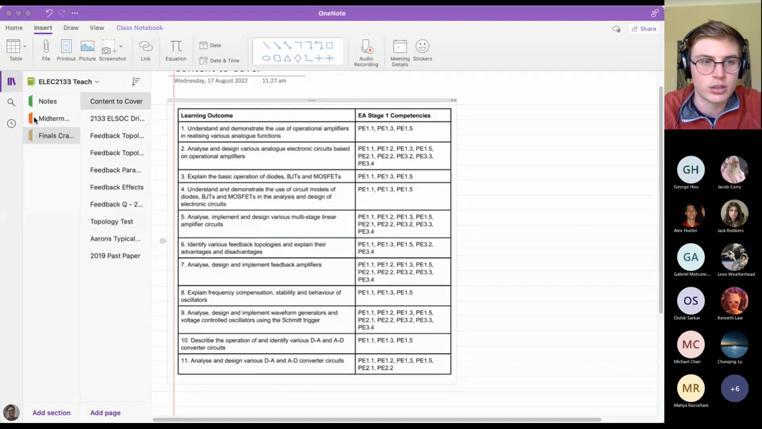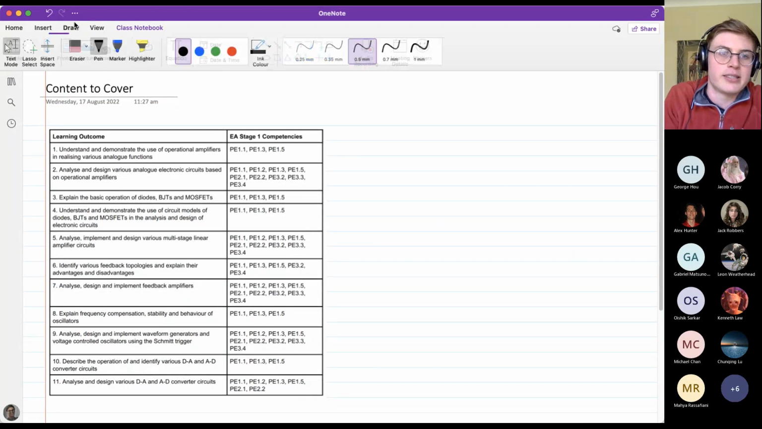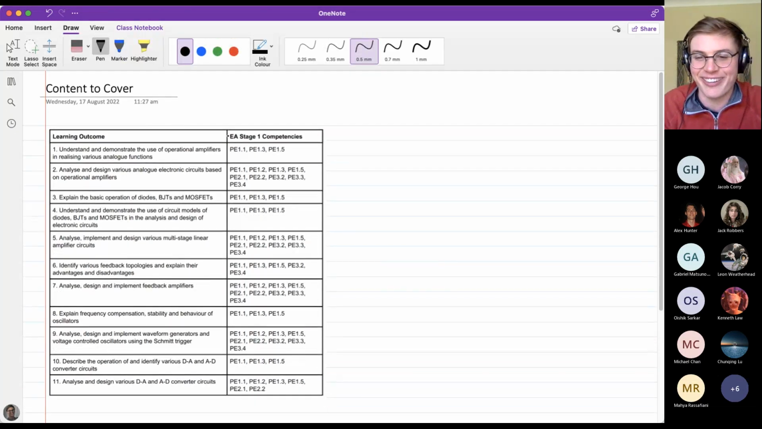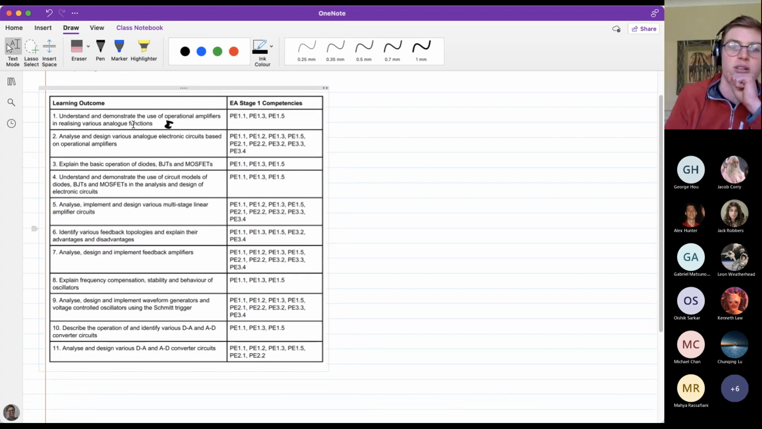If we have a look at some of the content that you've got to cover, essentially any of this is fair game in the final. So there's op-amps and analog functions. This is going to be things like your summing or difference amplifiers. Other things might be just different circuits that might be based on operational amplifiers. So it's not just going to be your classic setup. There might be some different intriguing things happening there.